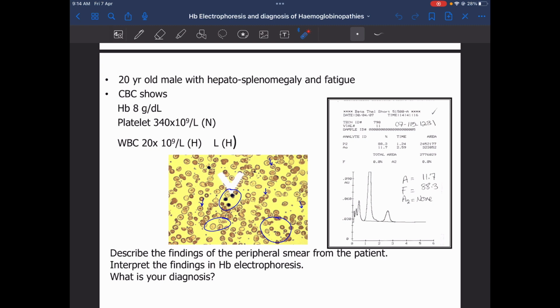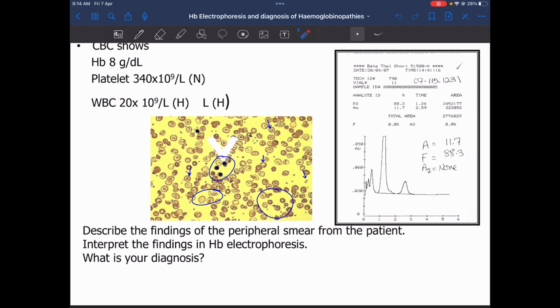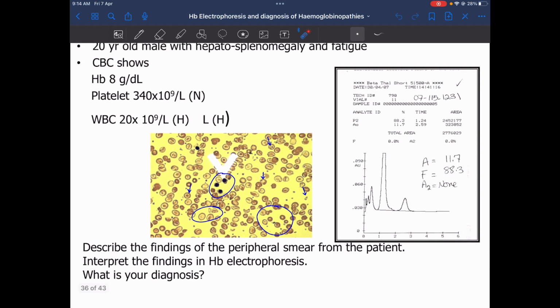Okay, describe the findings of the peripheral blood smear. Now, this is a picture from earlier. We know what this is, but once again, we're seeing target cells, nucleated red blood cells, Howell-Jolly bodies, and these teardrop cells. Just like fragmented cells. You can see this weird thing right here. You have poikilocytosis and anisocytosis. You're not required to diagnose the patient from the peripheral blood smear. You're only required to describe the findings. So that's cool. Interpret the findings of the hemoglobin electrophoresis.